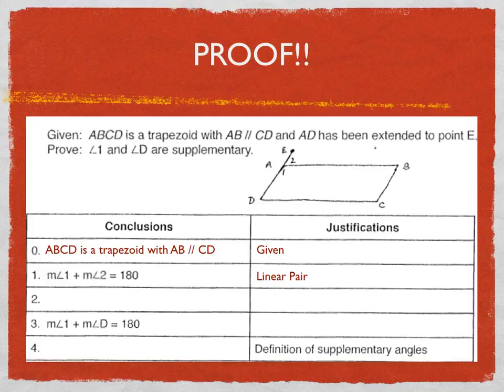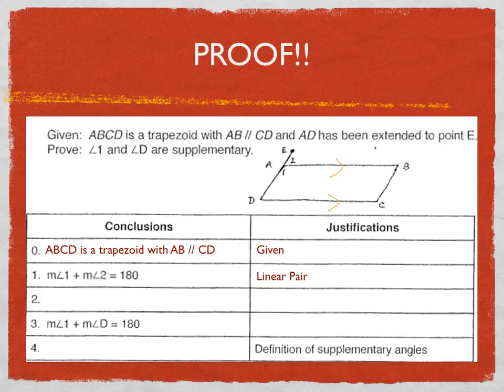So what goes into the conclusions for line 2? What are my corresponding angles that I want to work with? It's going to be angle 2 and angle D. Because I have my parallel lines here, AB and CD, I can talk about corresponding angles.